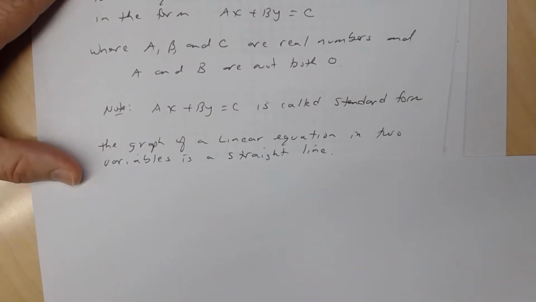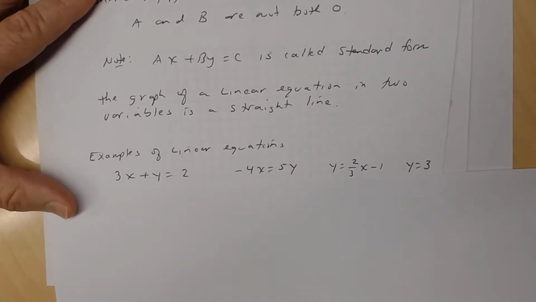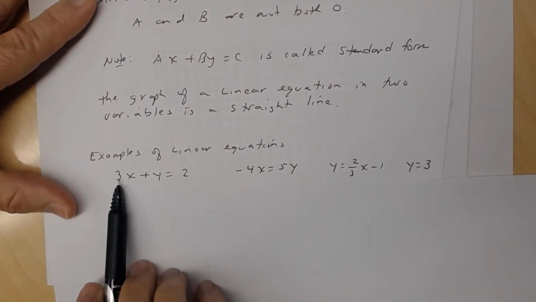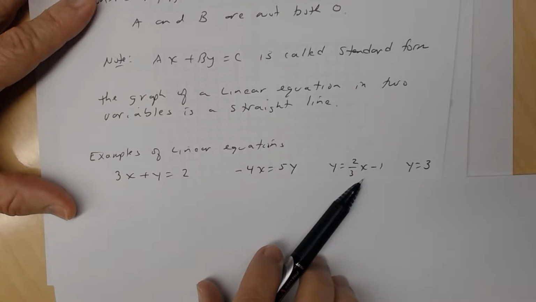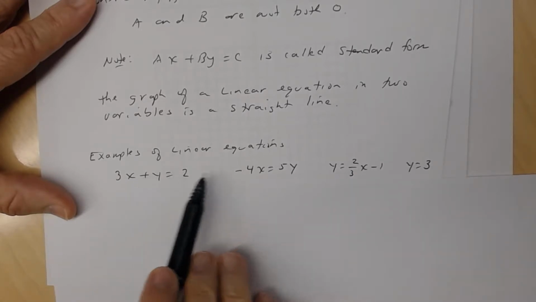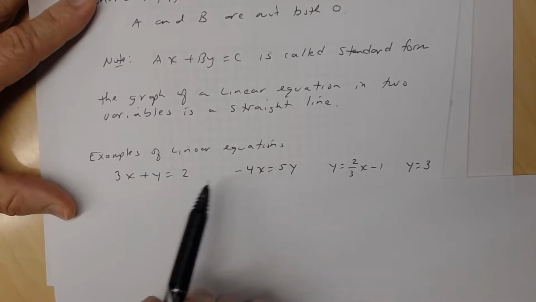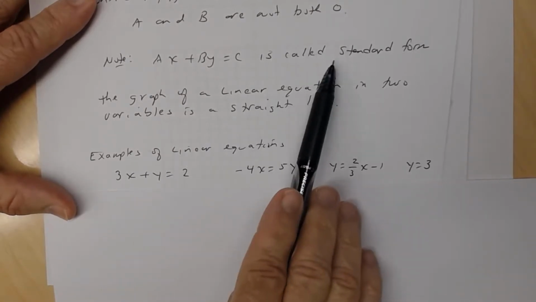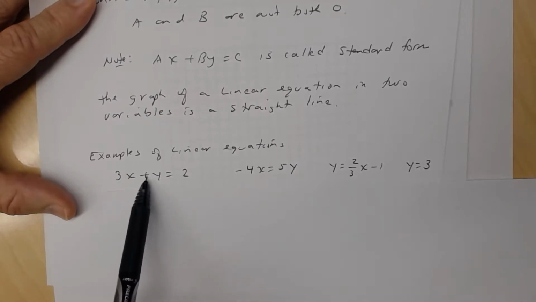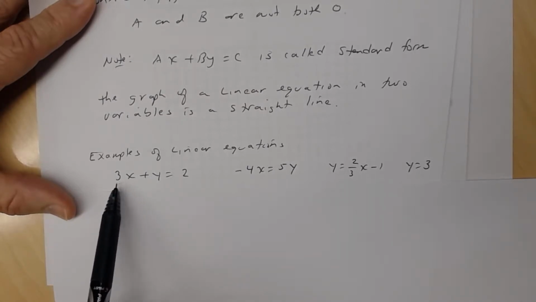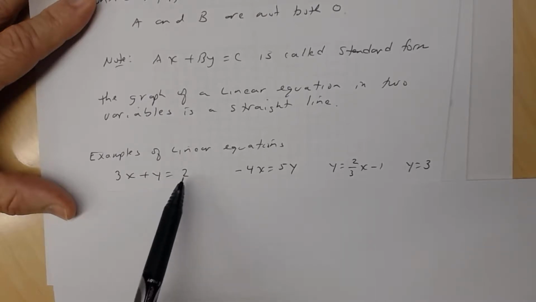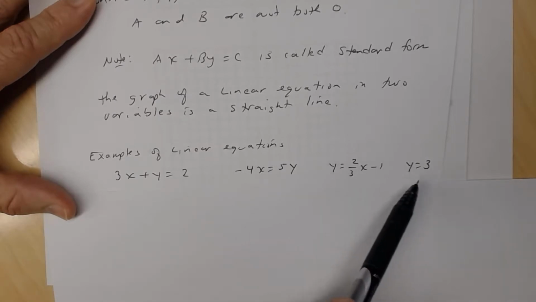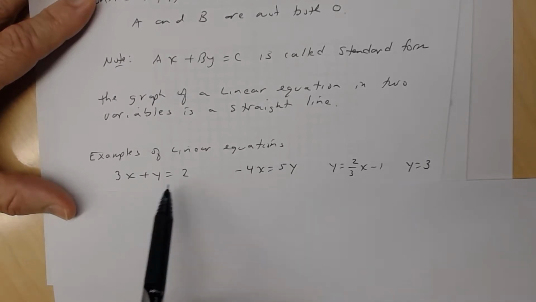All right, now here are some examples of linear equations. So 3x plus y equals 2, negative 4x equals 5y, y equals 2/3 x minus 1, y equals 3. So all those are examples of linear equations. Notice, though, that this first one is the only one that's in standard form. Notice the variables on one side, constants on the other. The coefficient of x is 3, so a is 3. Coefficient of y is positive 1, so b is 1, and c is 2. These are all other forms of writing any linear equation, but this is the only one that's in standard form.